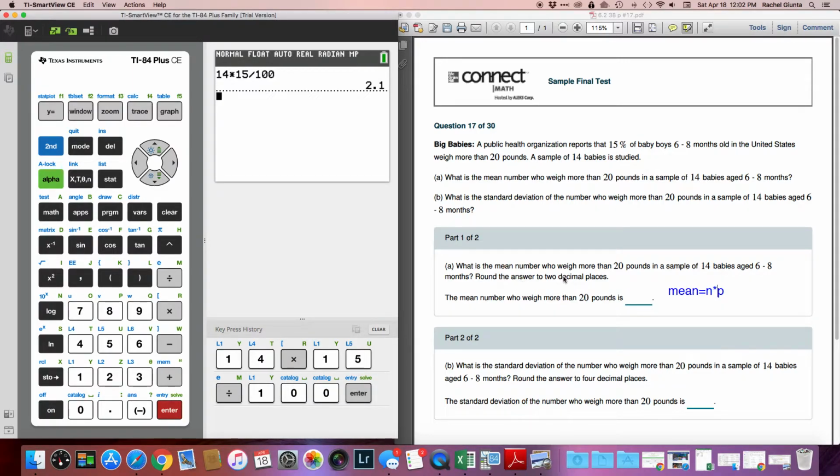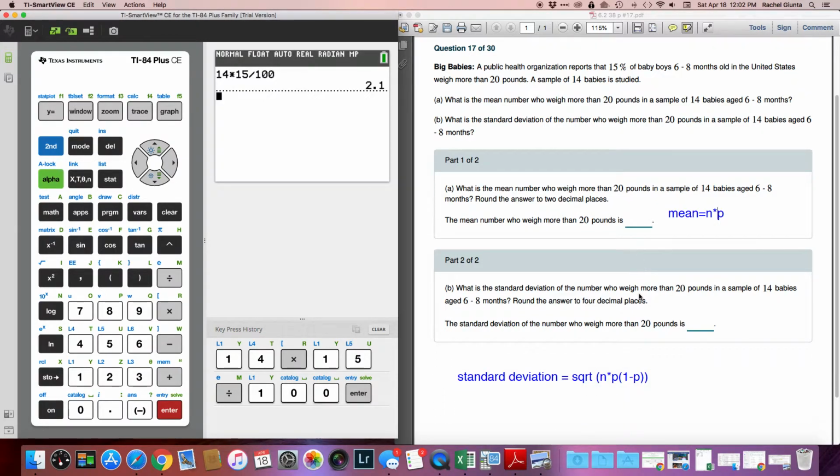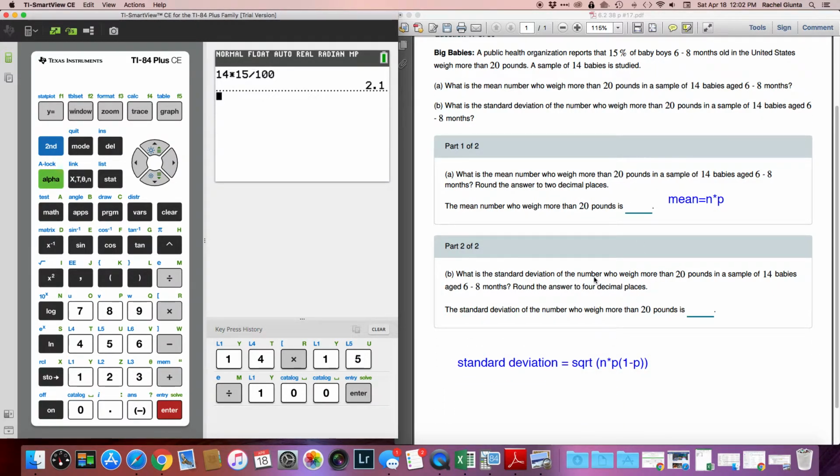It wants it to 2 decimal places, so you can either enter 2.1 or 2.10. Both of them work in that case. For the standard deviation of the number who weigh more than 20 pounds in a sample of 14 babies, you've got another equation here.